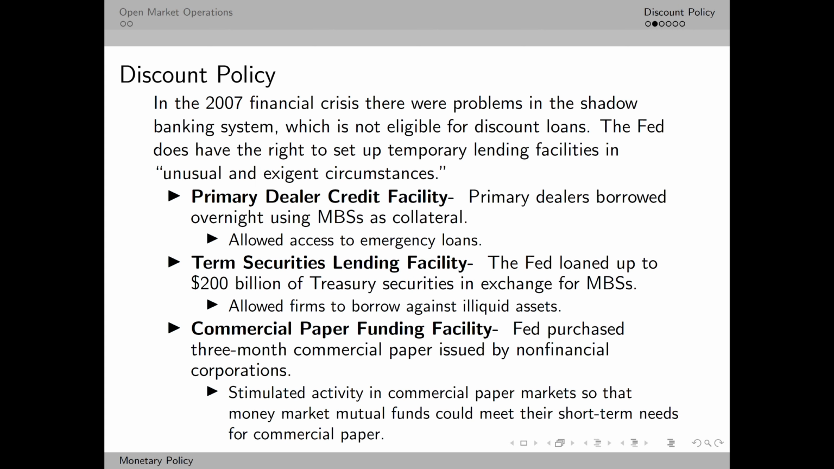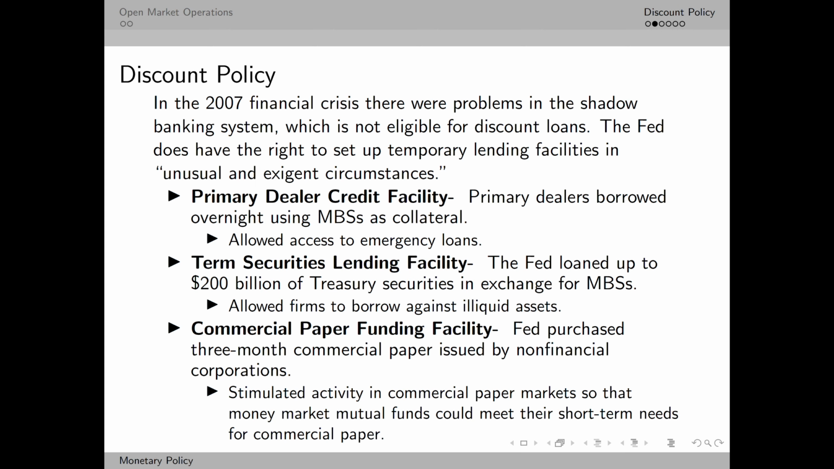Then you have the term securities lending facility, which is where the Fed loaned up to $200 billion in treasury securities in exchange for MBSs. And the term securities lending facility had one objective and one objective only, which is to get these bad, useless MBSs out of the market. And so it allowed these firms a way to borrow against illiquid assets, because since nobody wanted the MBSs, they were essentially worthless to banks trying to become solvent again. And so by getting them off the books, it increased liquidity in the economy.